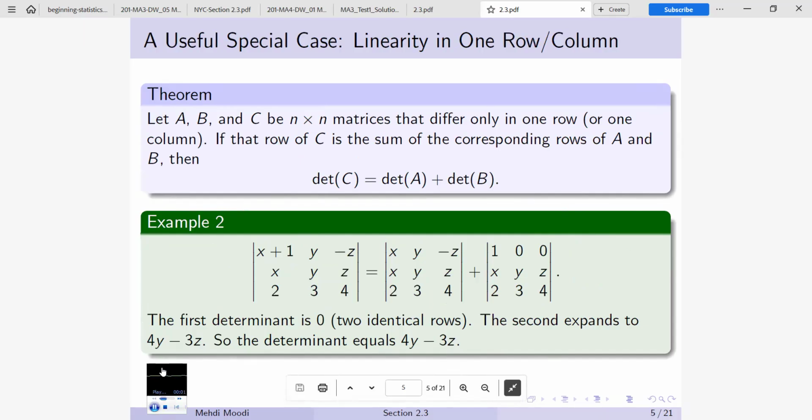Determinants are linear in one row at a time. You can split a row sum into a sum of determinants. But only one row at a time, not the whole matrix. It's like a diet. One cheat meal is manageable, but cheating every meal is just living.